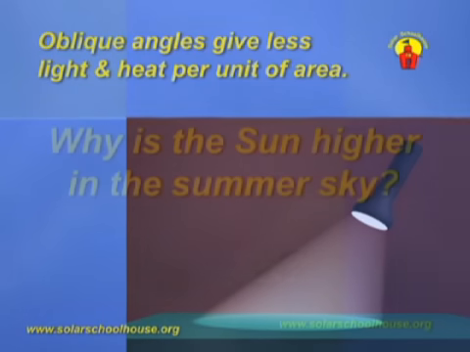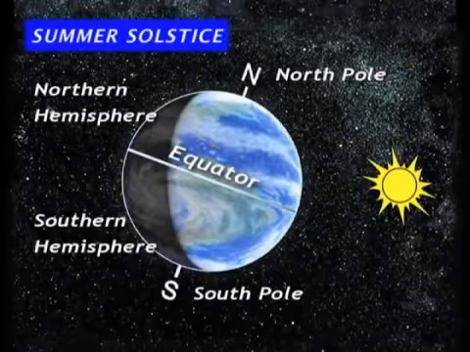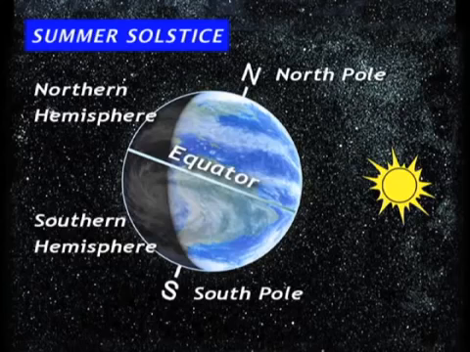So why is the sun higher in the summer? To find out, we need to remember two things. First, the Earth is tilted on its axis. And second, the Earth is orbiting the sun. Every year, the Earth travels around the sun in a huge circular path through space. During summer in the northern hemisphere, the North Pole is tilted toward the sun. This makes the sun's path higher in the sky and causes the northern half of the Earth to receive more light and heat than it does during the winter.